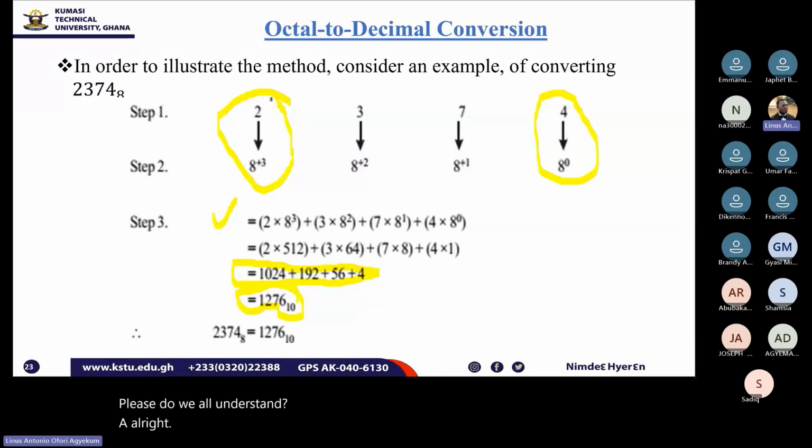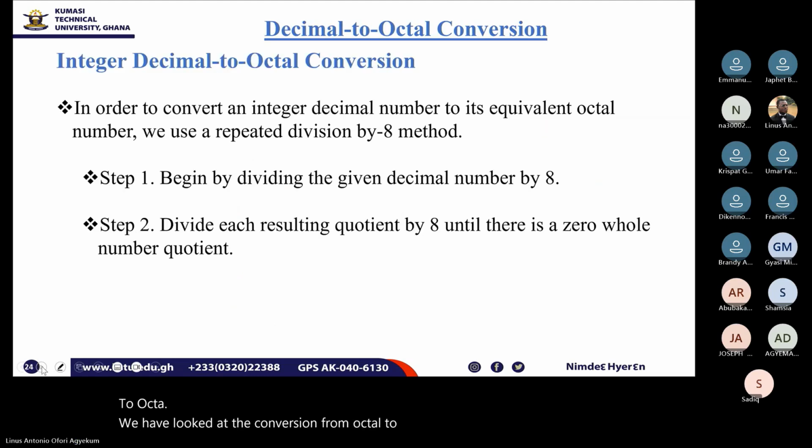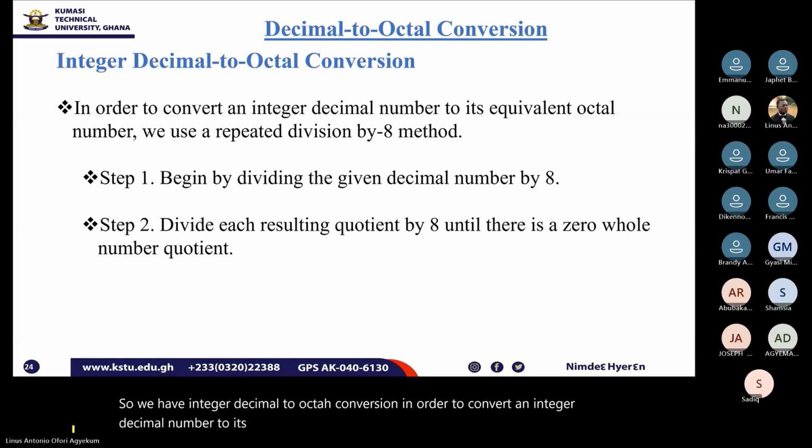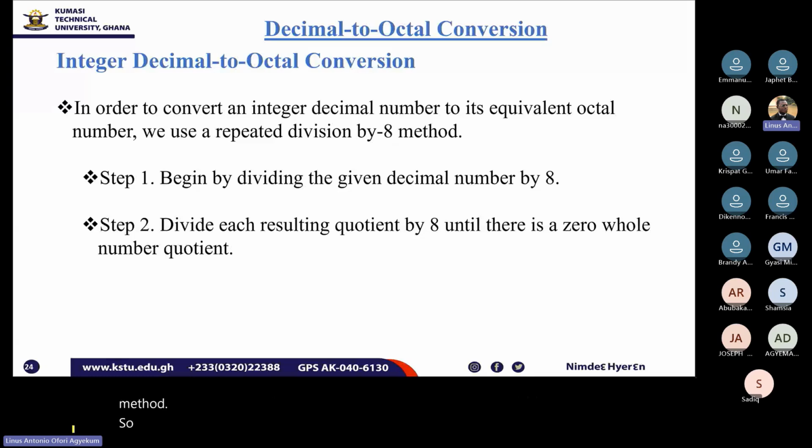Now, let's look at decimal to octal conversion. How do we convert a decimal number to octal? We have looked at the conversion from octal to decimal. So we have integer decimal to octal conversion. In order to convert an integer decimal number to its equivalent octal number, we use a repeated division by 8 method. So here we are using a repeated division by what? 8 method.